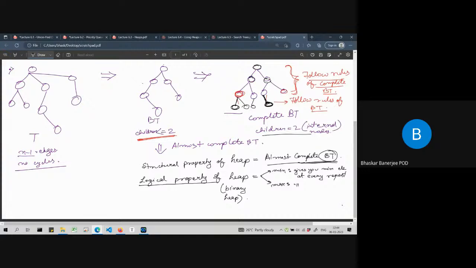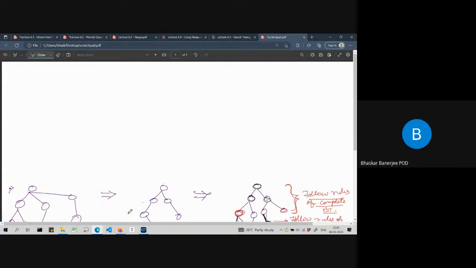Now, how? First of all, we know a heap is an almost complete binary tree by structure. So at first, let's draw an almost complete binary tree. Is this an almost complete binary tree? Yeah, right. Fine. Now, I am taking a min heap. I told you there can be two kinds of heap, min heap and max heap. Now we are discussing the min heap.